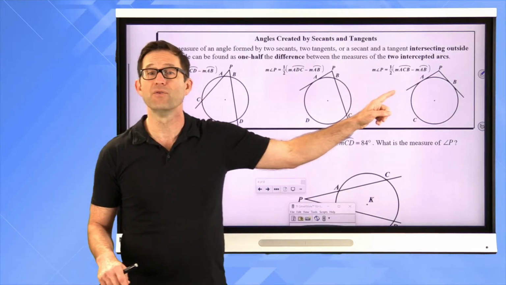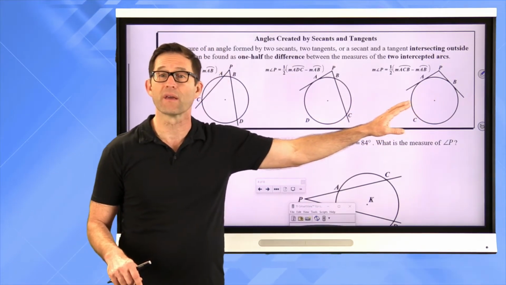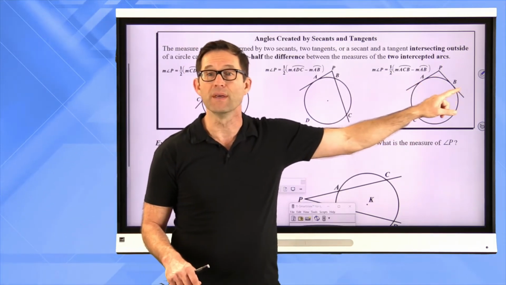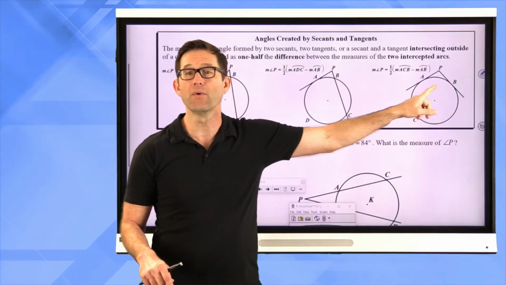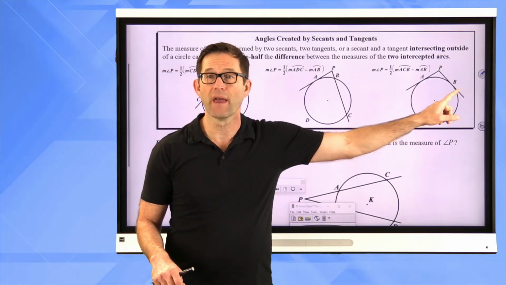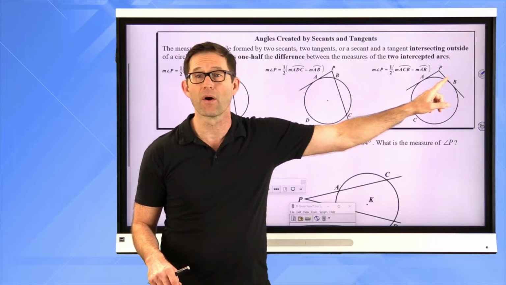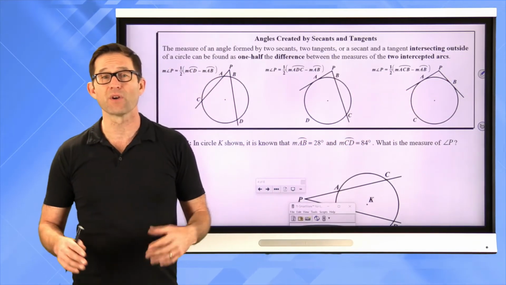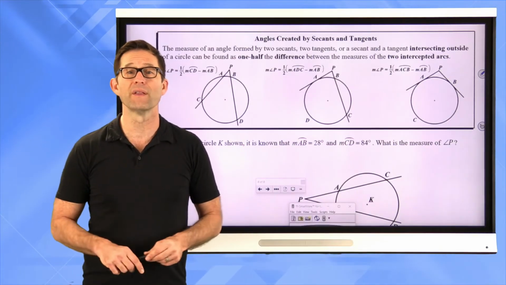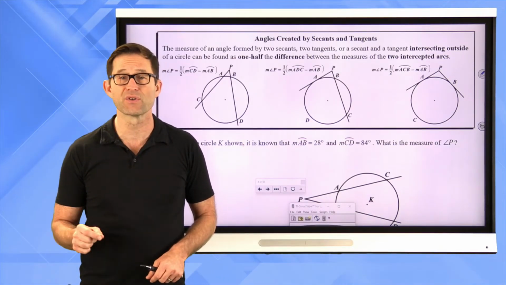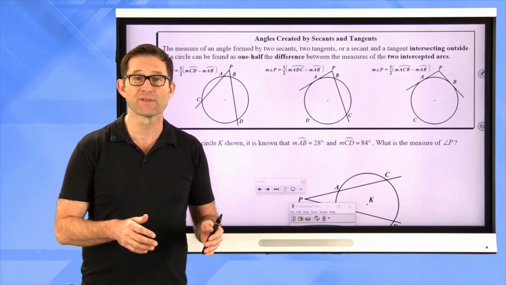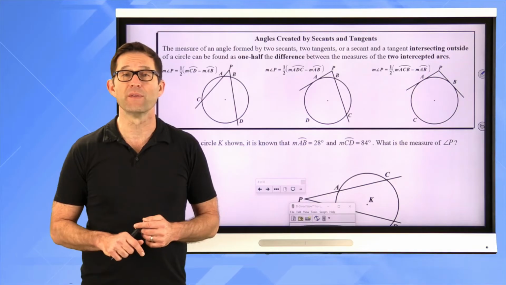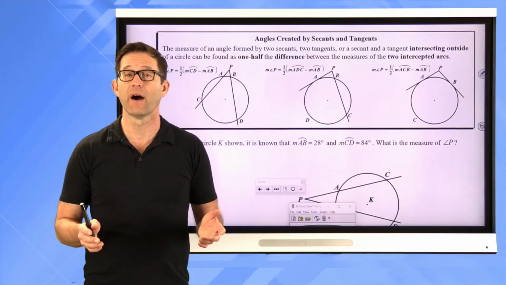And finally, when we have two tangents, this is one of the more interesting cases. That's intercepting arc AB and arc ACB, a minor and a major arc that go together. So we take that major arc, ACB, we subtract off that minor arc, AB, and again we divide by 2. Really, all three of these theorems are the same theorem. When we have an angle that's created on the exterior of the circle by two tangents, two secants, or a secant and a tangent, we simply find the difference between the two intercepted arcs and divide by 2.